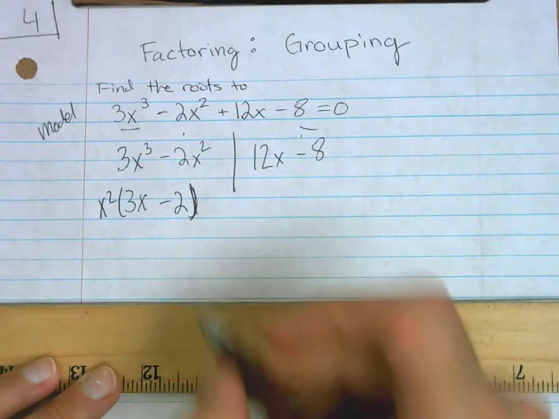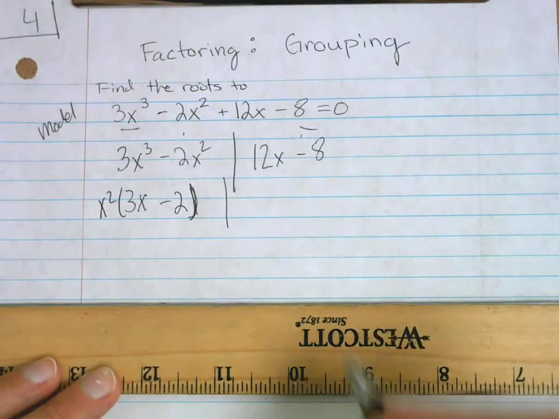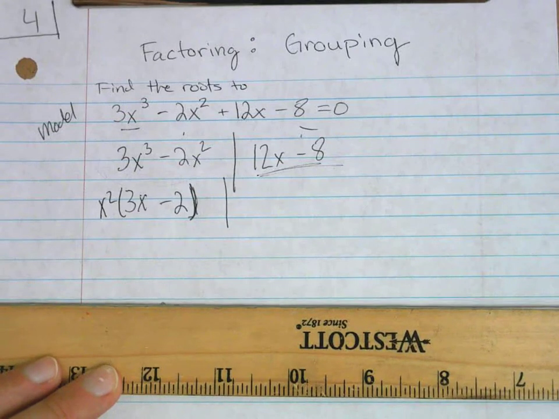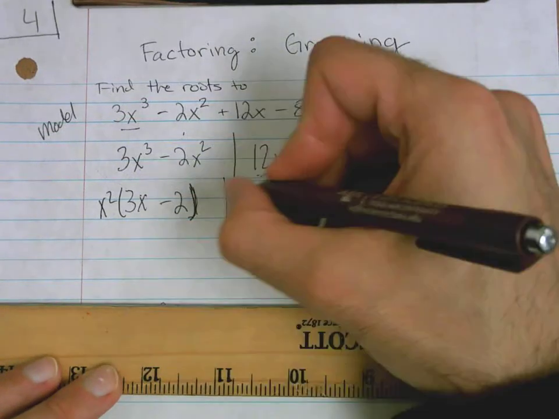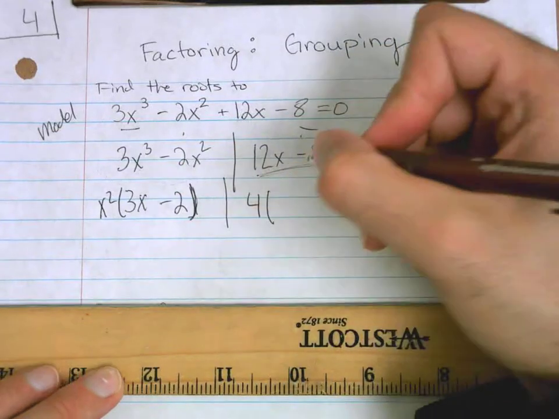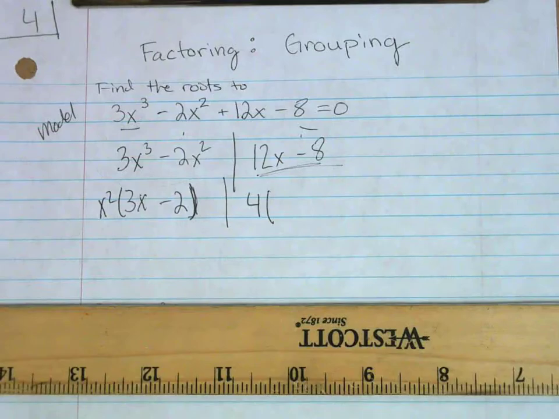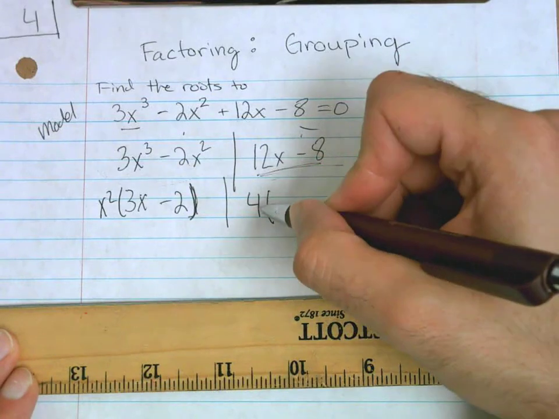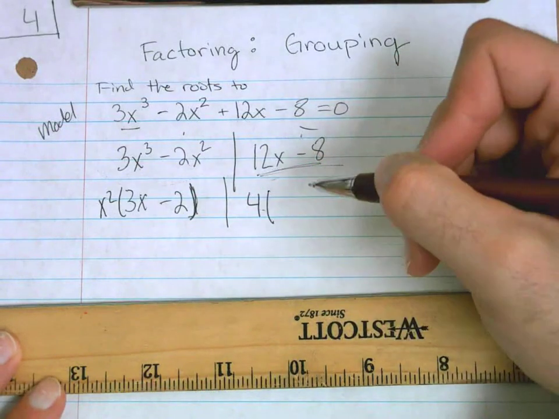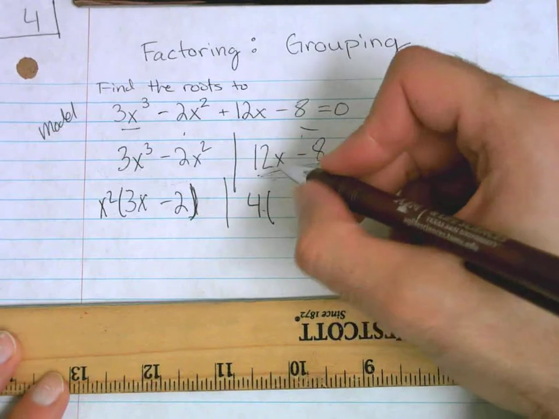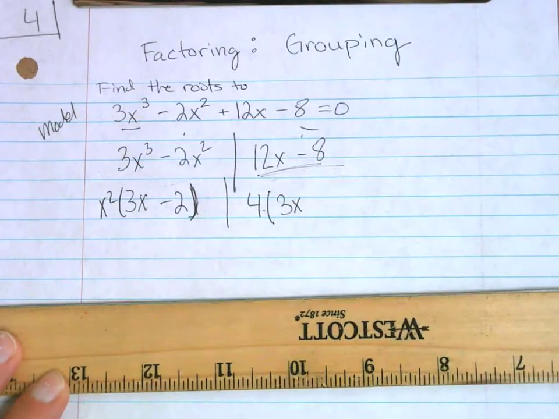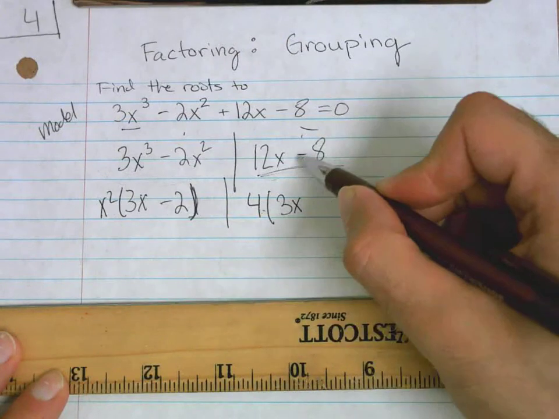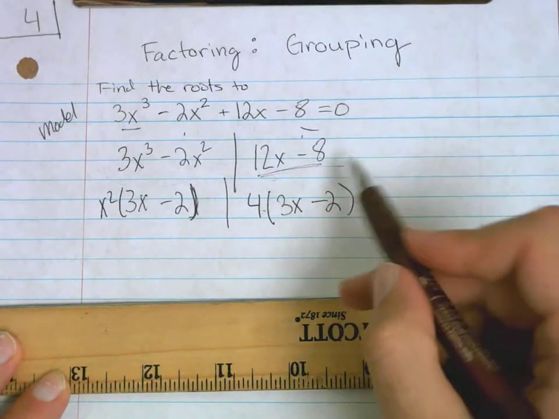I'm going to do the same thing on this side. What is the most that these two have in common? Yes, 4. 4 is what they have in common. And what does 12x have that 4 doesn't? Right, exactly. 4 times 3 is 12, so it has 3x. And what does 8 have that 4 doesn't have? Well, 4 times a negative 2 would give me this 8.